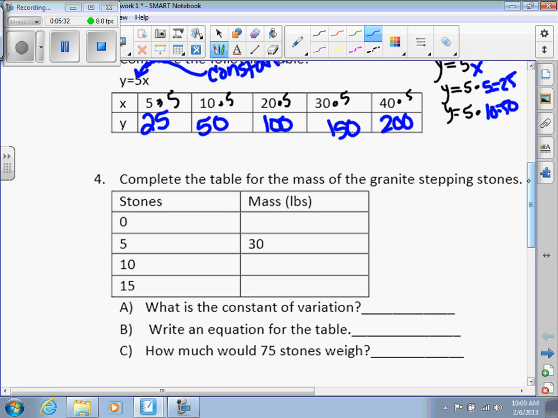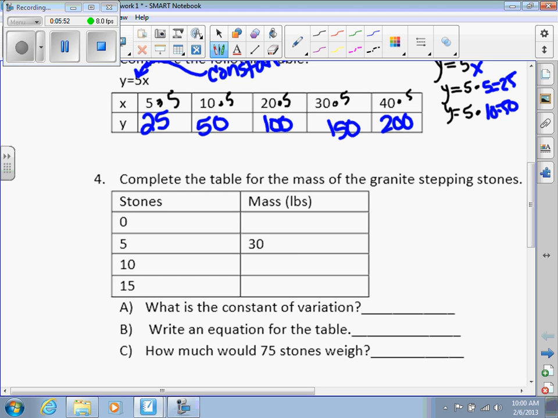What if the girl did it? Then you can divide by 5. So you would go 50 divided by 10, you get 5. 100 divided by 20, you get 5. 150 divided by 30, you get 5. Remember, you divide to find the constant. We talked about that on the very first day. Okay?